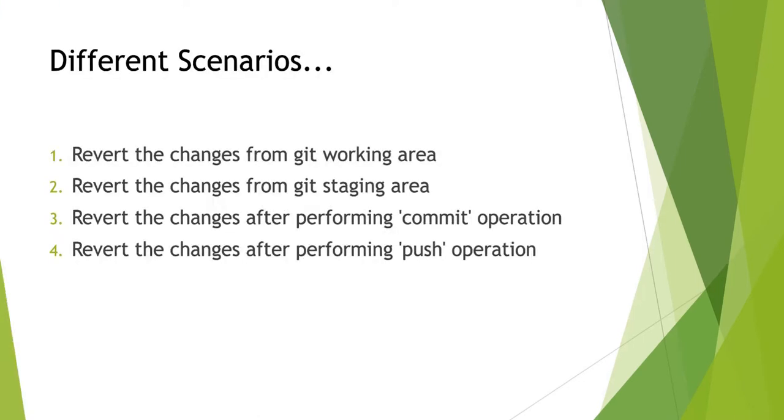So basically there are four scenarios where we may need to revert the changes. For example, when we make a modification to some files, that is while working on the Git working area, and from there we want to revert or undo our changes. The second scenario can be once we add our files to the staging area, and from there we'll see how we can revert the changes. The third scenario can be once we perform a Git commit operation, like we added our files to the local repository, and we'll see from there how we can revert the changes. And the fourth option is once we push the changes to the remote repository, from there how we can revert. So these are the four scenarios. We'll see each scenario with the help of examples.